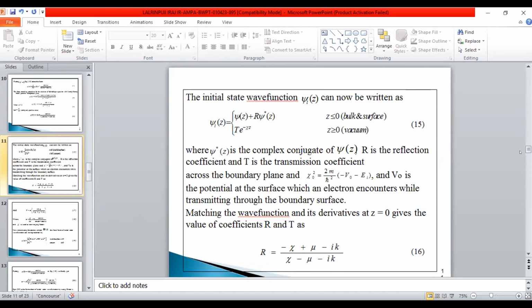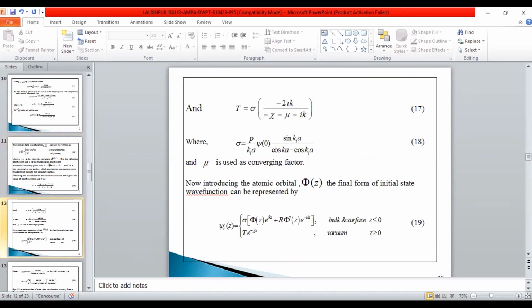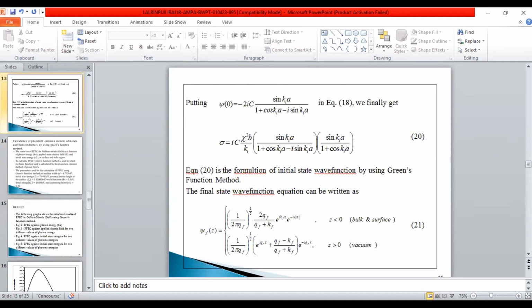where φ(z) and φ*(z) is the complex conjugate of φ(z). R is the reflection coefficient, and T is the transmission coefficient across the boundary plane, and x0 squared is equal to this equation, and V0 is the potential at the surface which an electron encounters while transmitting through the boundary surface. Matching the wave function and its derivative at z = 0 gives the values of coefficients R and T. And again, we are solving this equation.